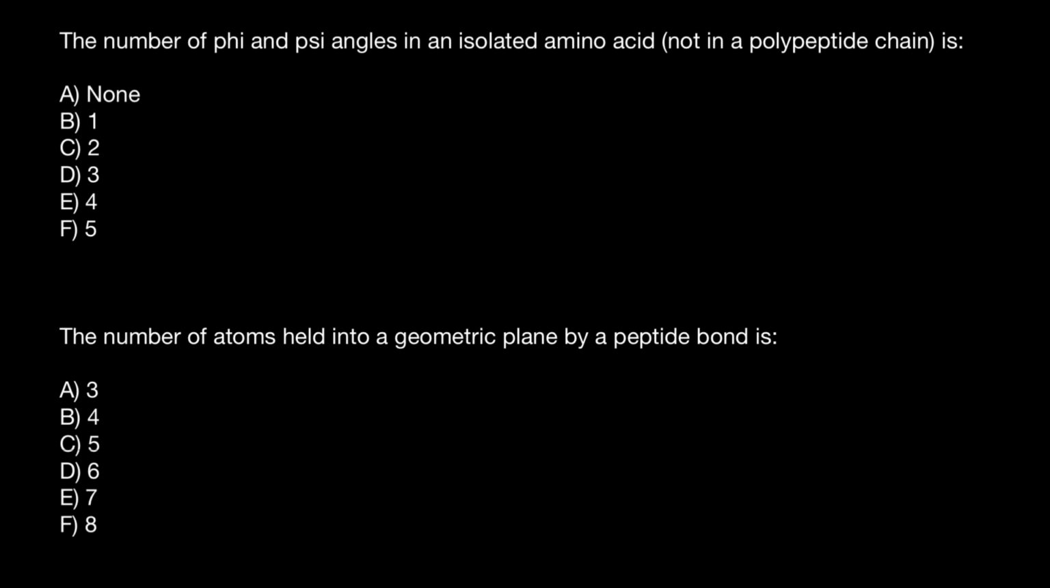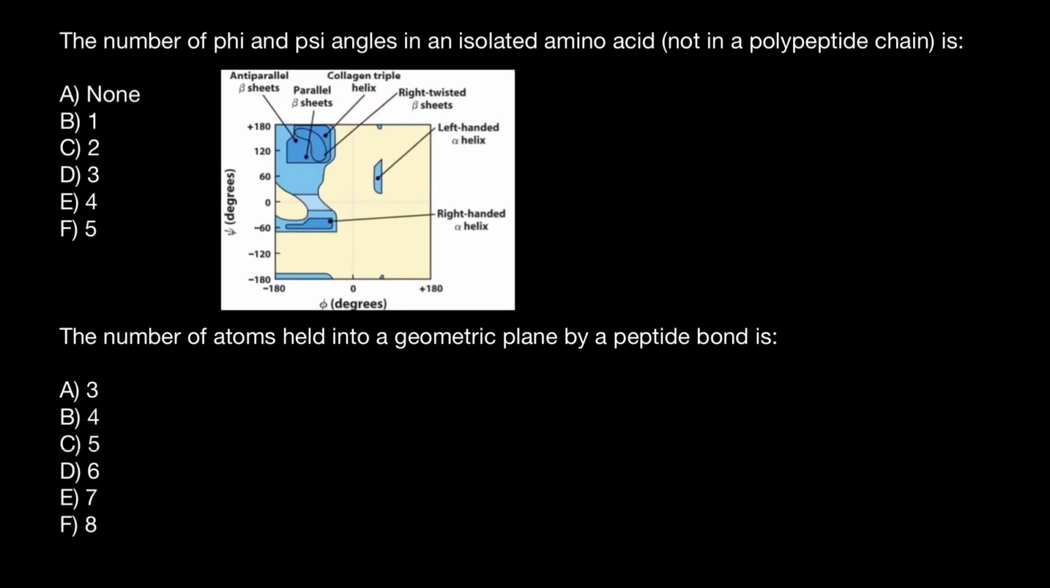Today I have prepared two easy questions for you, which both relate to Ramachandran plot analysis. Here is an example of this plot, which describes the relationship between angles, which we call psi and phi angles, in amino acids and the secondary structures that they can make. For example, beta pleated sheet or alpha helixes, right-handed, left-handed, and so on. So here's the first question.